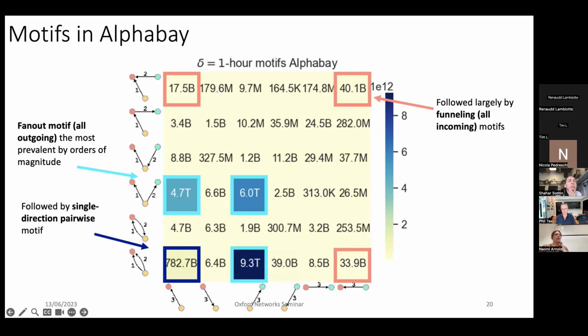So is AlphaBay one of the nodes? Yeah, AlphaBay is one of the nodes itself. So the data set was starting at AlphaBay and going out 2 hops.